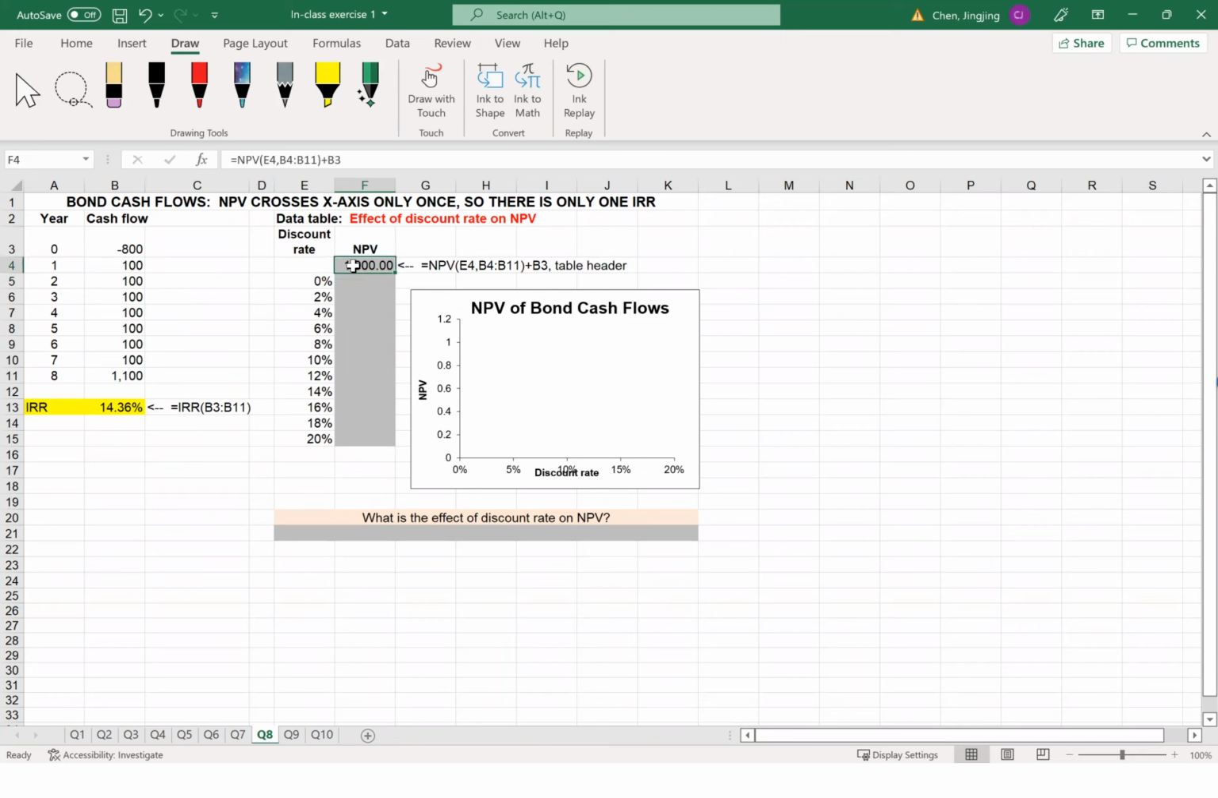So this is our header, and we want Excel to use the same formula to produce all of those following numbers.